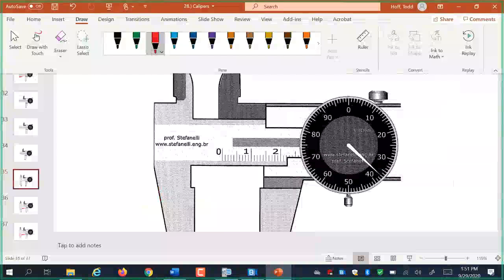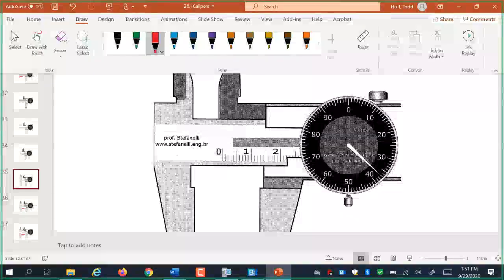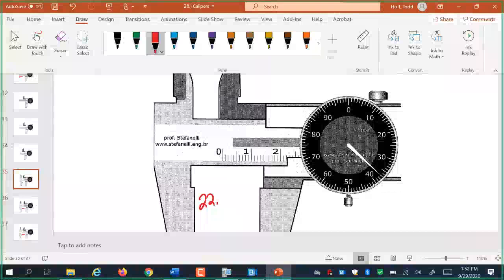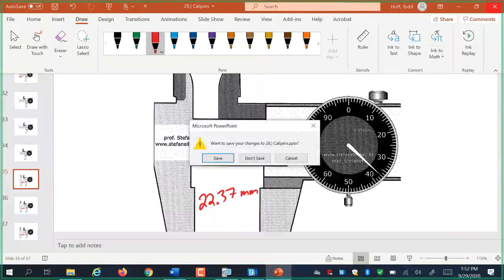Take a stab at this one. This is millimeters, so that's 22.37 millimeters. So as I said, the big issue is making sure you keep the decimal point in the right place.